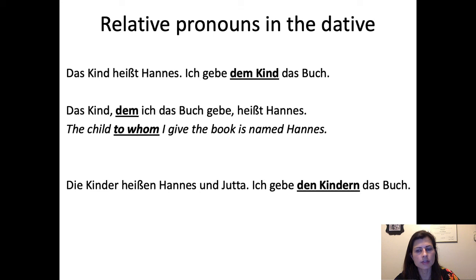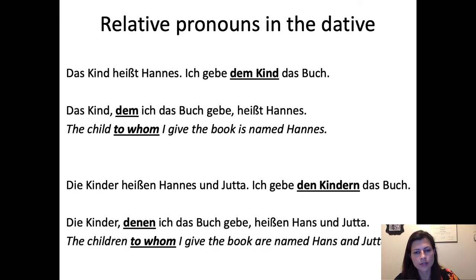And then now let's do a plural. This is the trickiest one. Die Kinder heißen Hannes und Jutta. Ich gebe den Kindern das Buch. Now I want to say the children to whom I give the book. Die Kinder, denen ich das Buch gebe. So now we're going to see we need that relative pronoun, the dative plural, which is denen, which is different from the article that we had on the full noun.